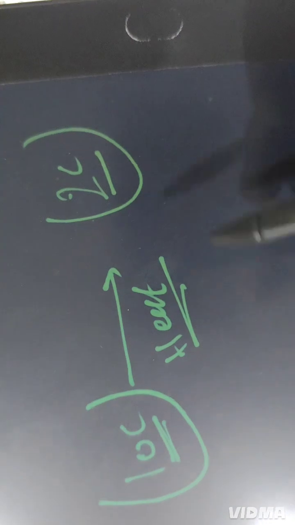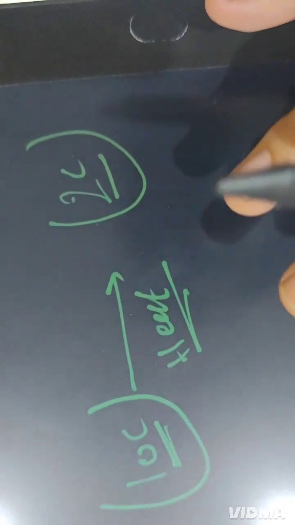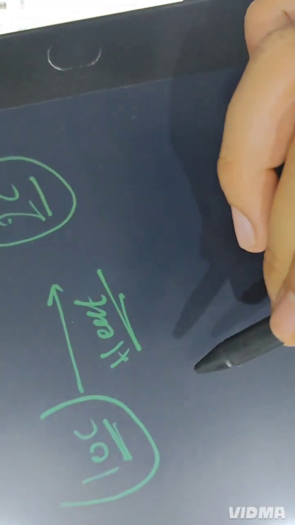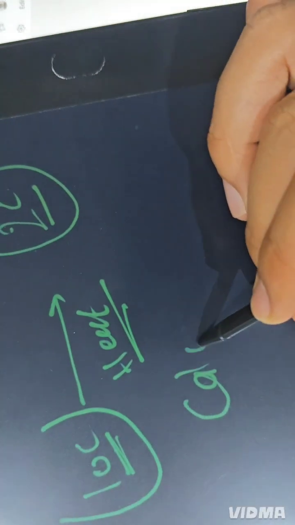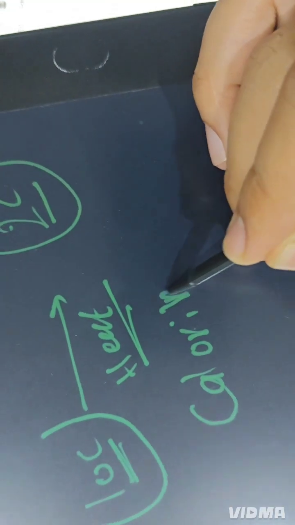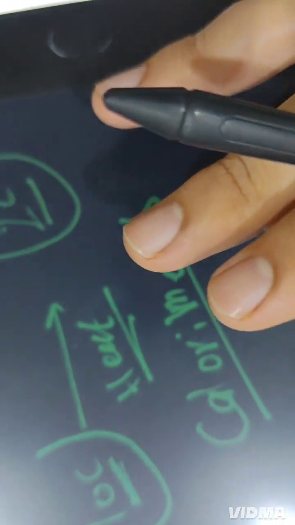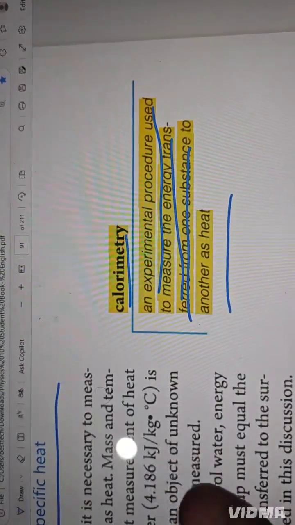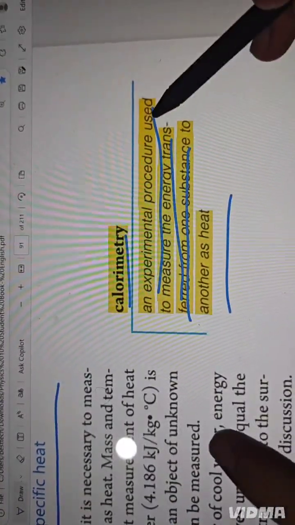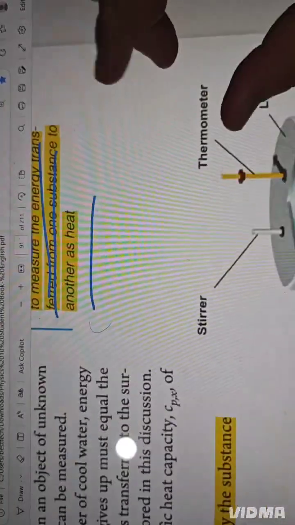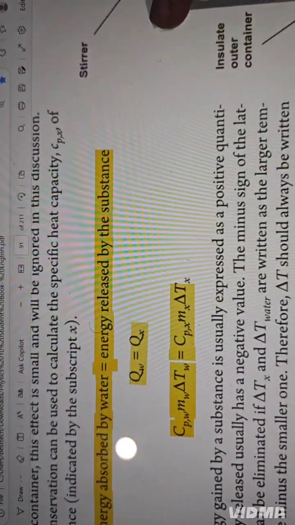So this is called transferring energy as heat between two containers. The name of this process is called calorimetry. The process, the experimental procedure, is the process to measure energy transferring from one substance to another substance. Now we are going to solve an exercise.